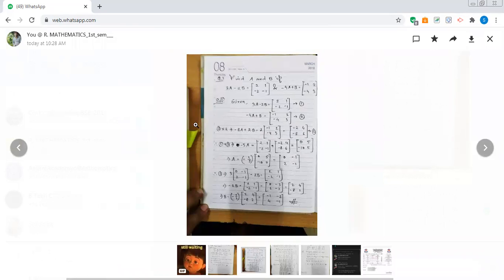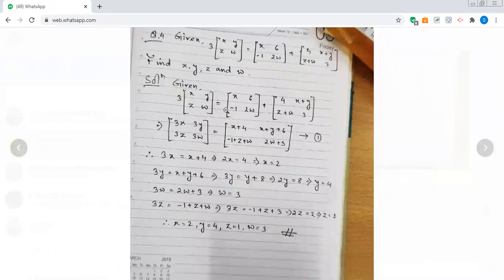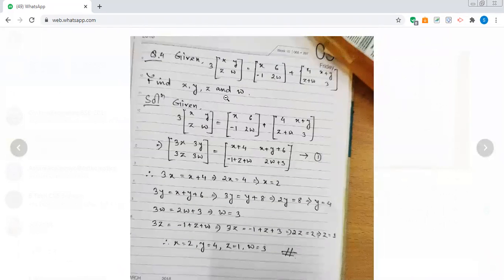Okay, then we are going to move to the last question. It is almost similar to the question that I have discussed earlier, that is question number 1. But it is given in a slightly different manner, nothing else. So, what is given in the question? Given 3 into, that is 3 is a scalar, it is multiplied with the matrix X, Y, Z, W equals to the right hand side, which contains 2 matrices which are added.